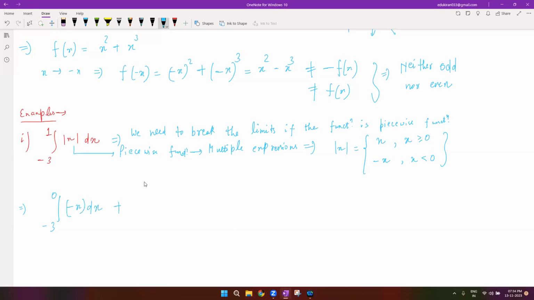Please try to understand this again if you did not. Why do we need to break the limits? We need to break the limits because the function which we are integrating is piecewise. What does this mean? A piecewise function has many expressions. Mod x cannot be defined with only one expression. Mod x has two different expressions. Either you remove the modulus directly, that is x, but in that case your x must be positive, or you remove the bars with a negative sign, minus x, when your x is negative, right?